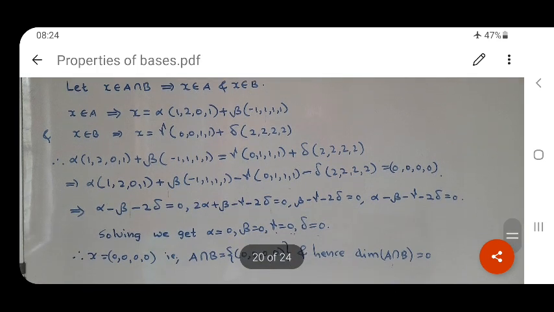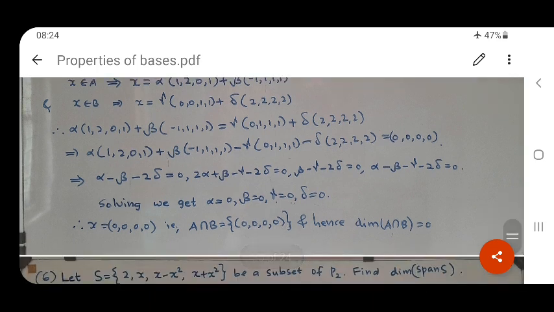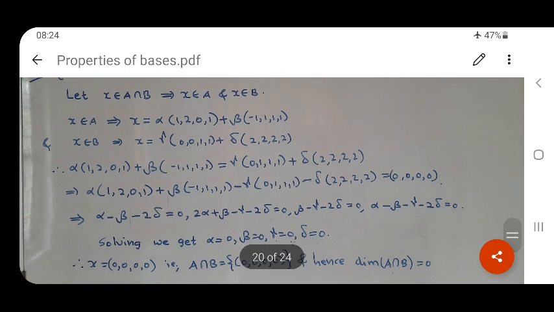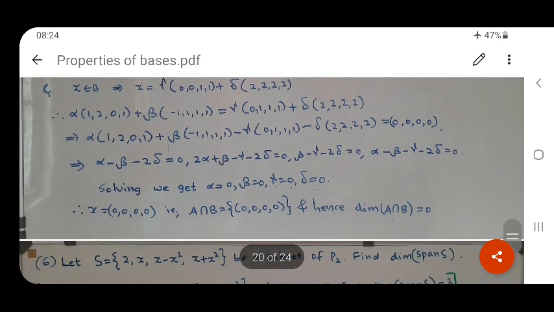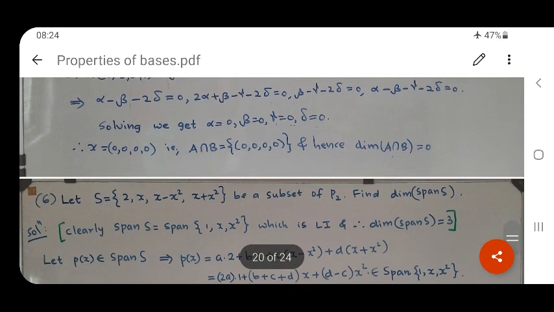So we will get a homogeneous system of 4 equations. Solving them, we get all the coefficients are zeros. Therefore, X is 0. That means A intersection B is the 0 subspace and hence its dimension is 0.